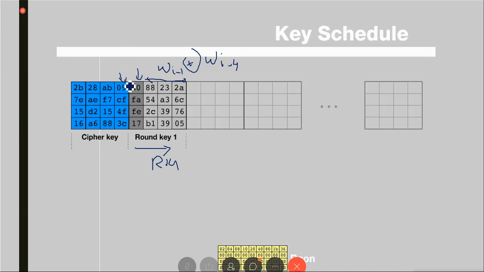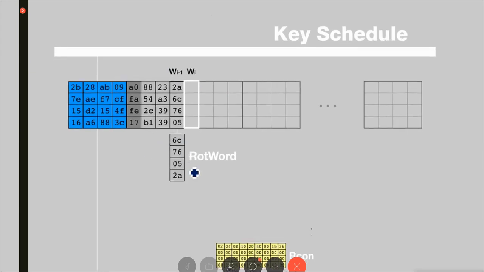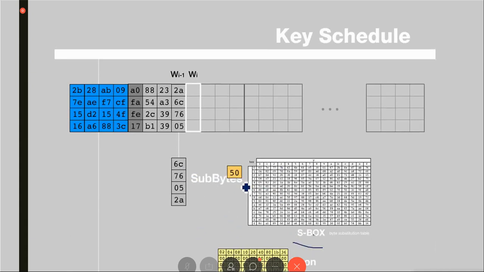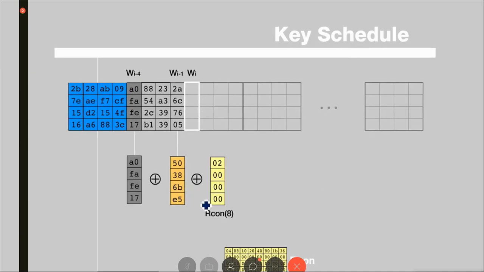You have to choose Wi minus 1, rotate, substitute, then XOR with Wi minus 4 and again XOR with the Rijndael constant. Let us see it again for round key 2. The first column uses Wi minus 1. Pick up Wi minus 1 and rotate the word, so 2A goes down. Then substitute by bytes using the standard substitution box: take 6, find the column, C is over here, find the row, and it is 50. Substitute everything, choose Wi minus 4, and XOR with the Rijndael constant.